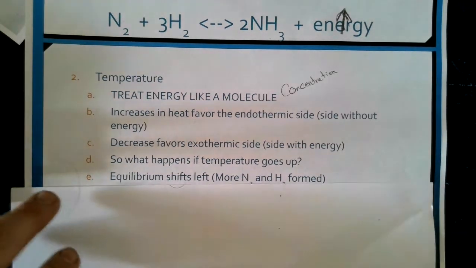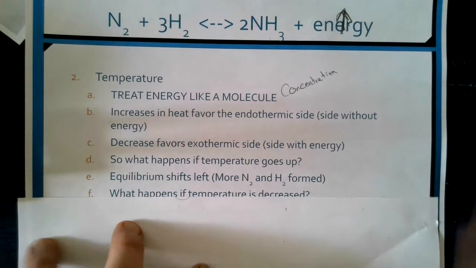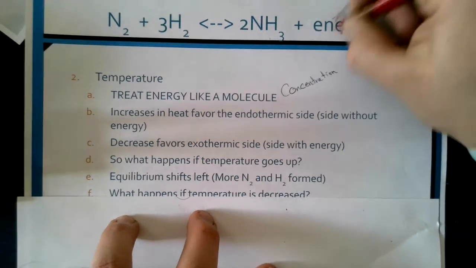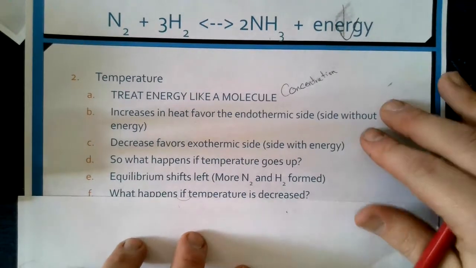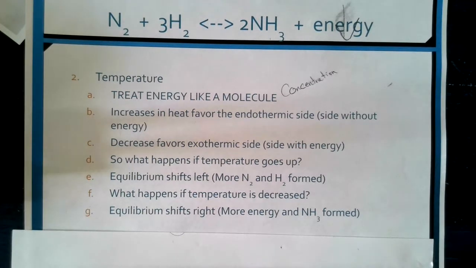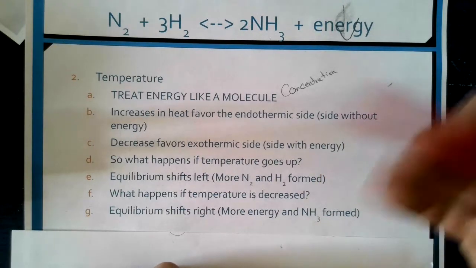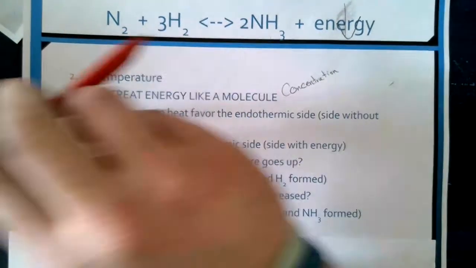Great, good, sure. What happens if energy is decreased? Well, the opposite happens. We're going to shift to the right. And I said it because if it gets cold, the equilibrium freaks out and says, I'm cold. I got to do something about that. So let me just make the energy. And the only way to make energy is to push this equation that way.